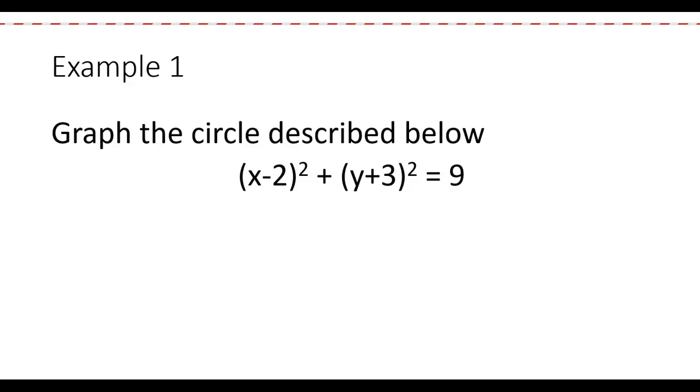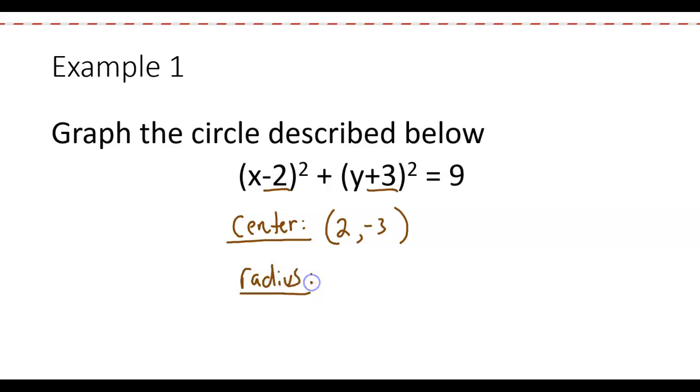I want to graph this circle. The first thing I'm going to do is identify my center. The center is the number that's with the x, but opposite sign, and the number that's with the y, but opposite sign. So there's my center. The radius will be the square root of whatever number's over here. So the square root of 9 is 3. Now with those two pieces of information, we should be able to sketch a circle. So I'll show you how.